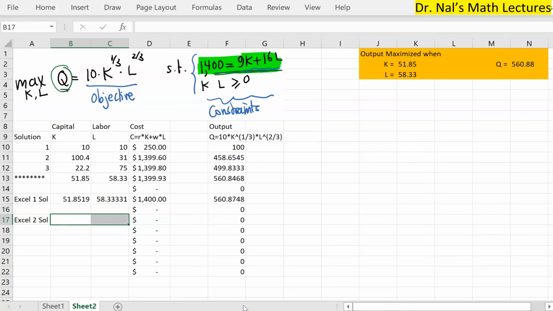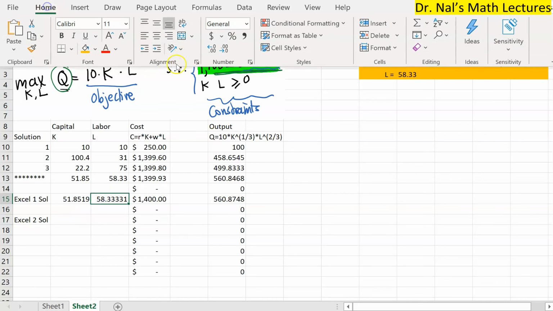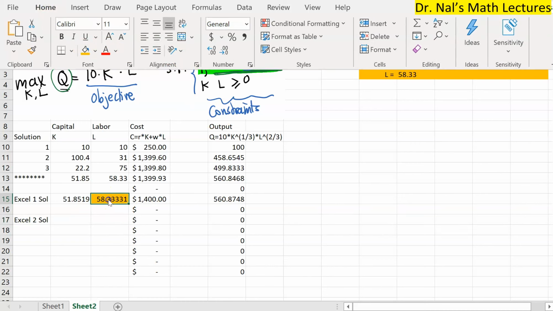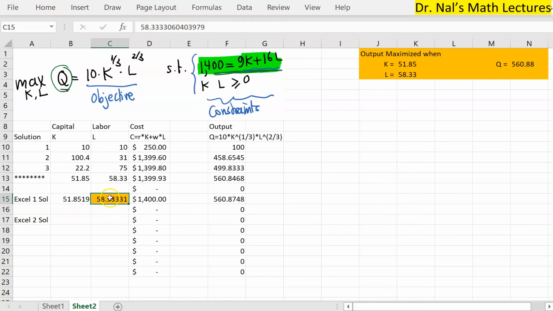So this time I'm going to change both K and L at the same time. Here the choice variable was K. Let me highlight it. This was the choice variable. As soon as I was changing L, it automatically updated K because I inserted a formula underneath it. Do you see the formula?